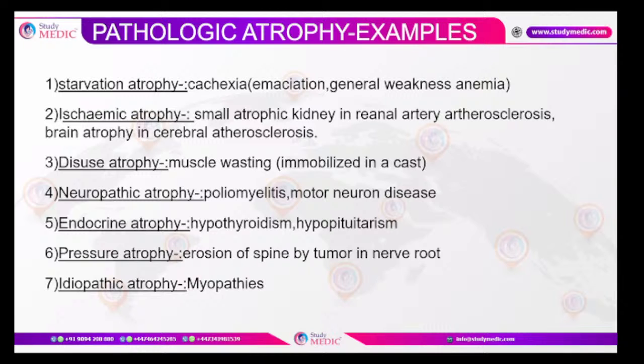And then neuropathic atrophy, which can be seen in motor neuron disease as well as poliomyelitis. Endocrine atrophy, which can be seen in hypothyroidism and hypopituitarism. And also we have pressure atrophy. In pressure atrophy, it is the erosion of the spine which occurs by a tumor in the nerve root, and idiopathic can be the myopathies.